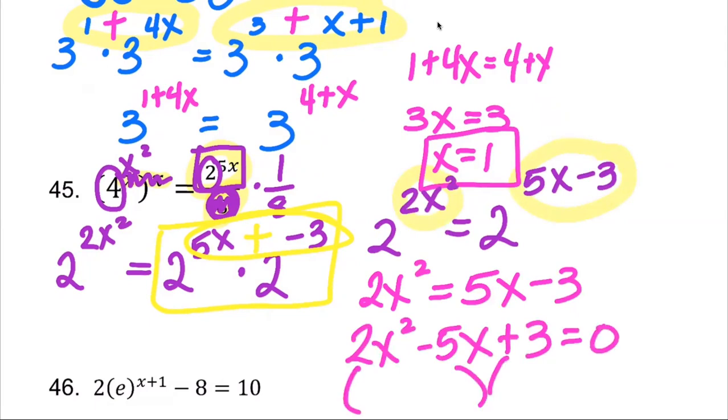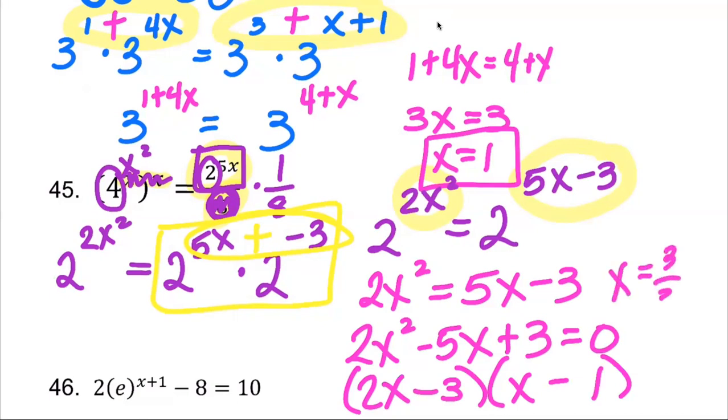Then I can factor and solve. That's not right. That's also not right. I guess it would switch these 1 and 3. There we go. So you would get x equals 3/2 and 1. Since it's not a log function, I don't need to plug it back in. So both of them would be correct.